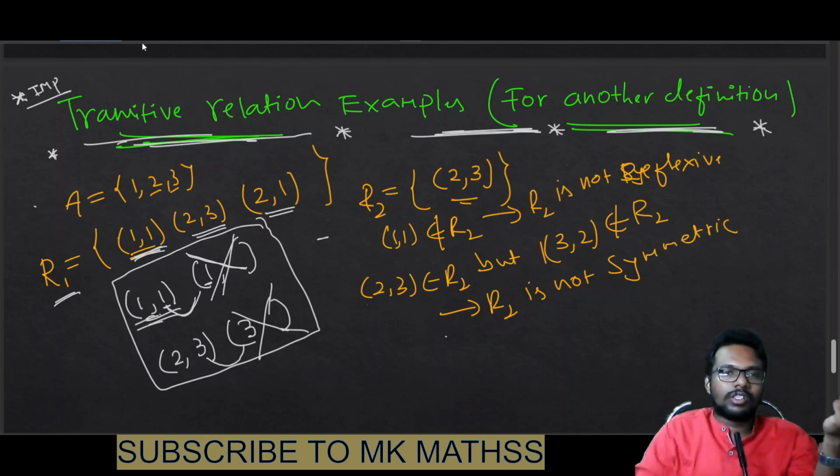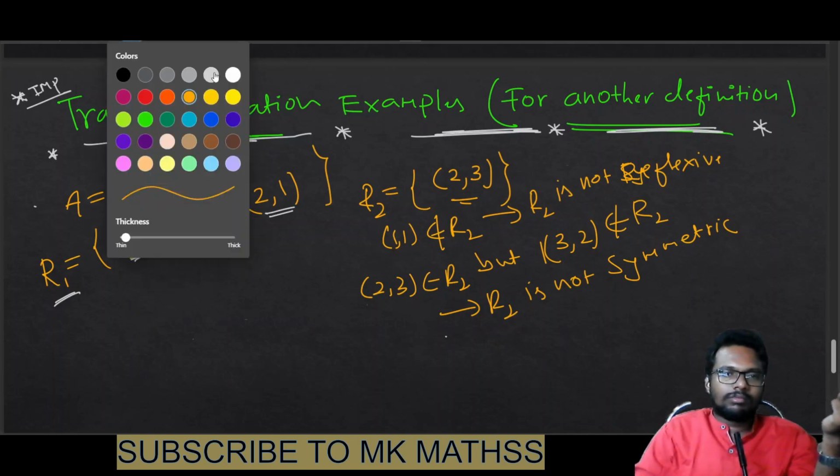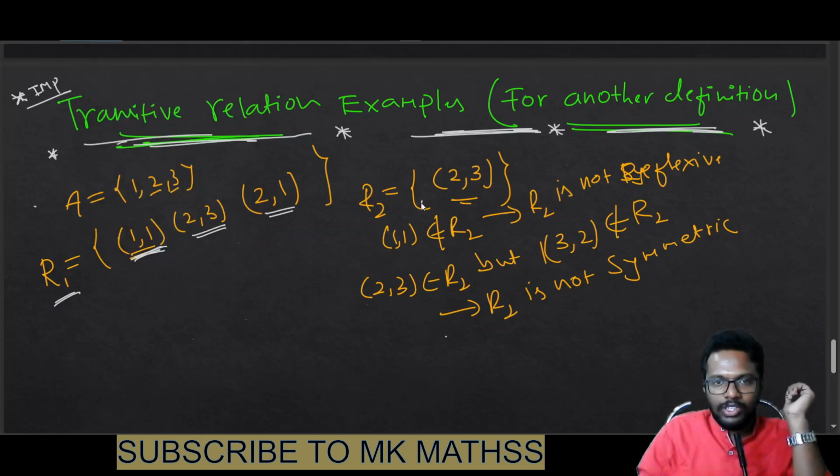Then this R2 is not symmetric. Now let's check for transitive. So here only 2 comma 3 is present, so ordered pair 2 comma 3.